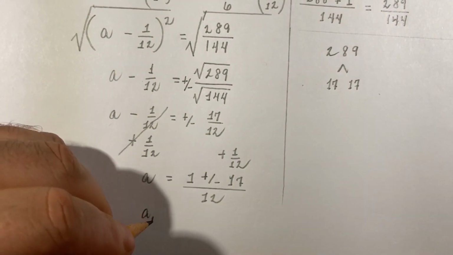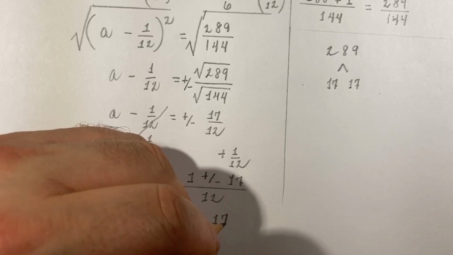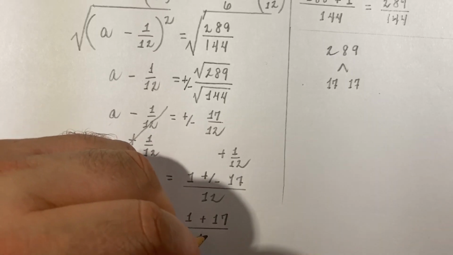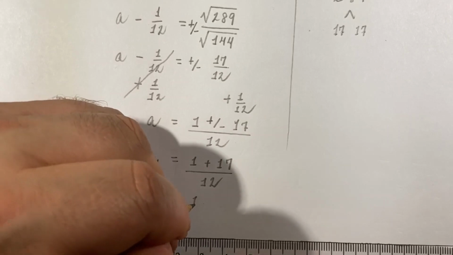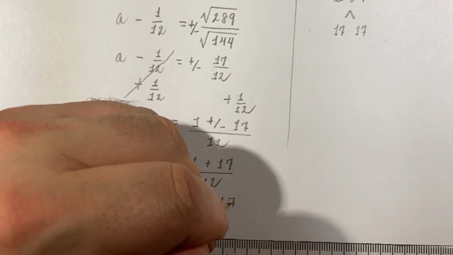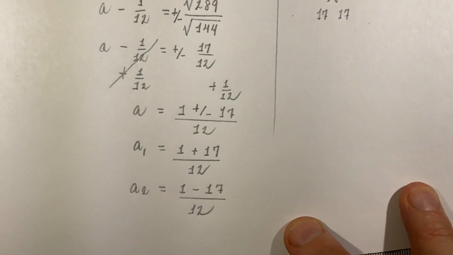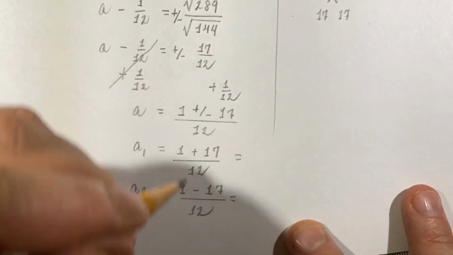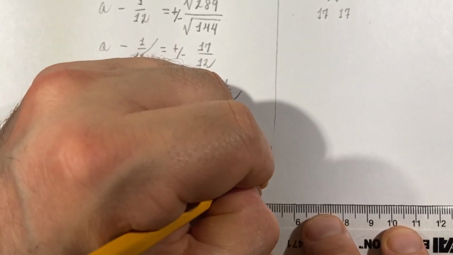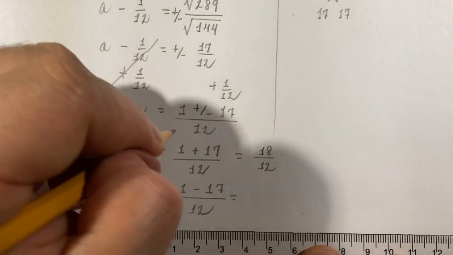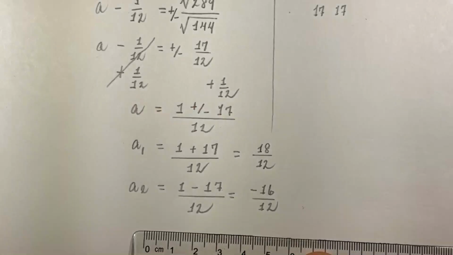So we have a1 is equal to 1 plus 17 over 12. a2 equals 1 minus 17 over 12. All right, so we can simplify these. We're not done yet. So these both get simplified further. 1 plus 17 is 18. So now we have 18 over 12, and we can simplify that fraction. 1 minus 17 is negative 16 over 12, and we can simplify that fraction.